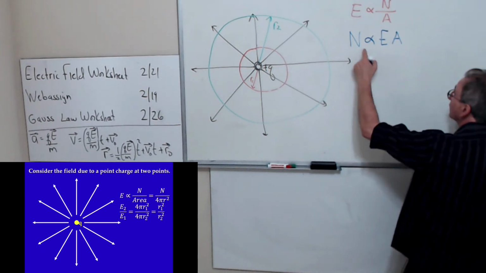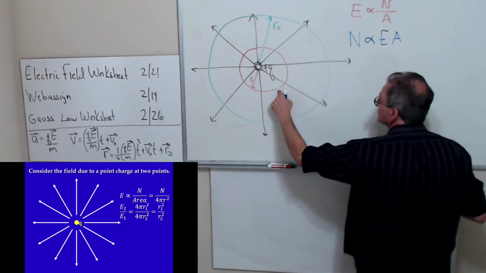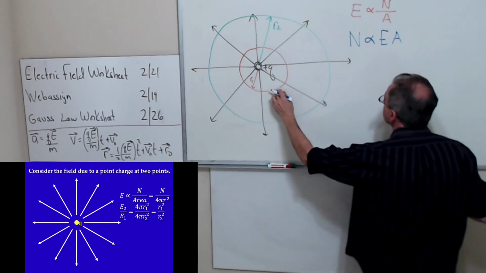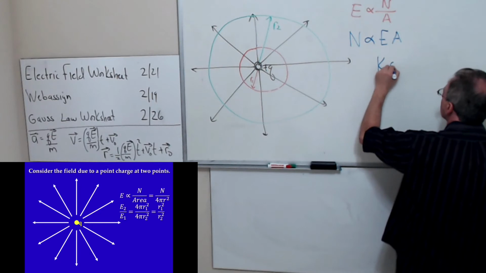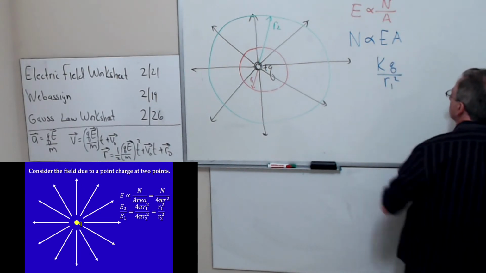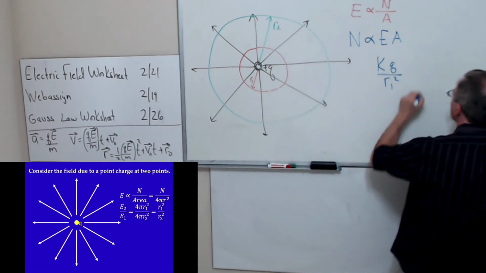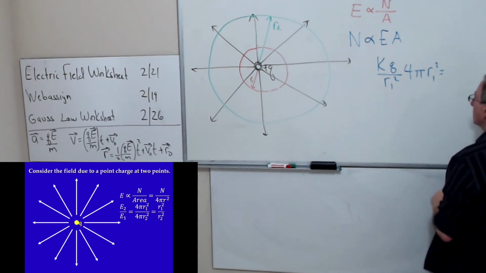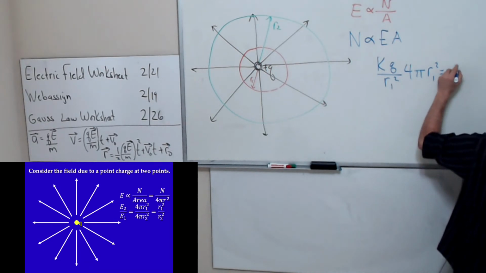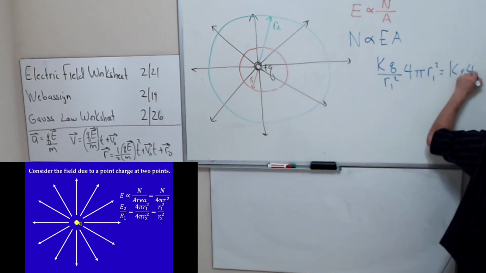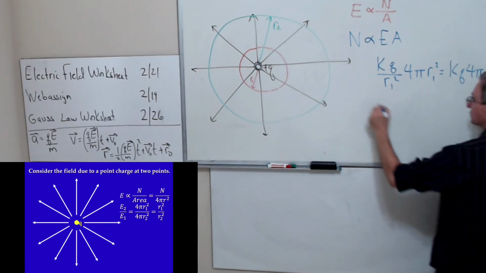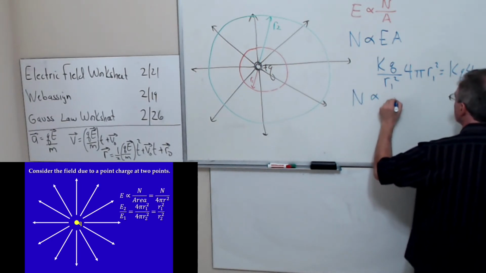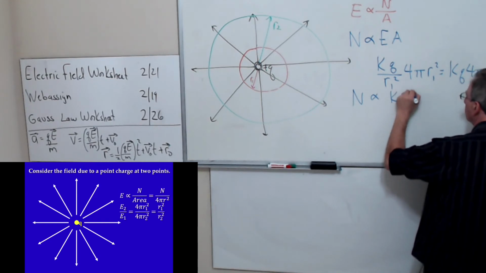So, I want to find E times A for this sphere. Well, what's the electric field at this point? The electric field at this point is KQ over R1 squared. What's that surface area? 4 pi R1 squared. What does this come out to be? It ends up being KQ times 4 pi. So this says that N is proportional to K times Q times 4 pi.